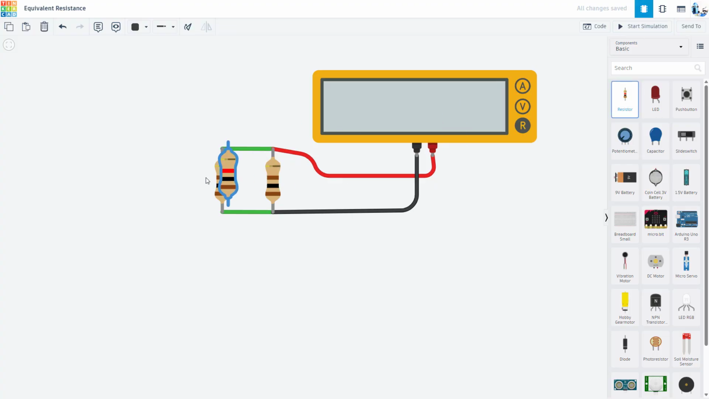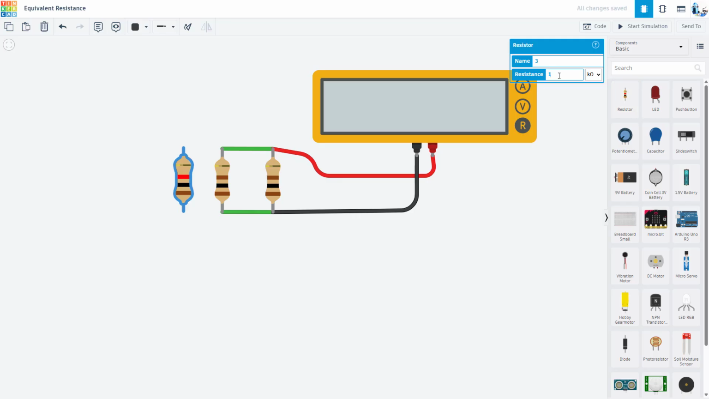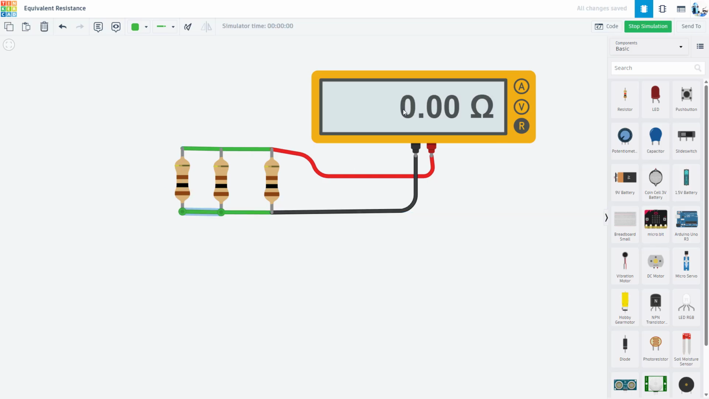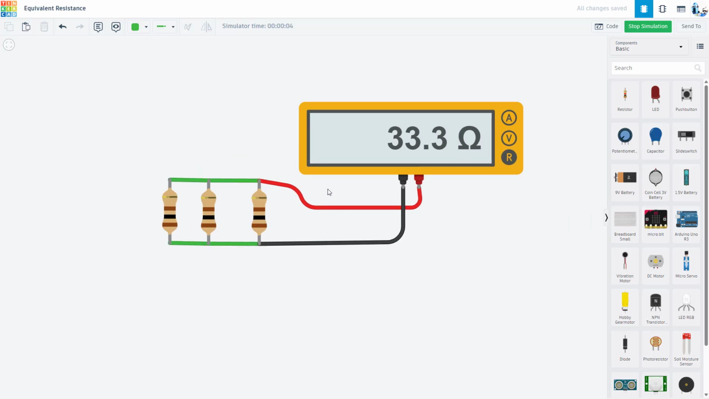But if I keep adding more resistors in parallel, for example, if I throw another 100 ohm resistor in there and connect it in parallel, I'm giving more paths for electrical current to flow, so the equivalent total resistance is going to keep going down. And again, you can go watch the companion video about resistors in parallel to see the equation for calculating that equivalent resistance. Here we are showing you how to measure it.